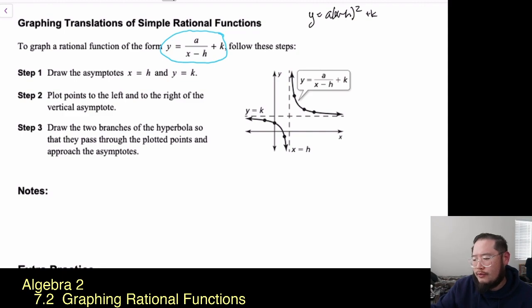So how do we graph this? If I have an equation, what do I do to graph this? Step one, x is equal to h. That's one of your asymptotes, right? That is your vertical. And then y is equal to k. That is your horizontal.